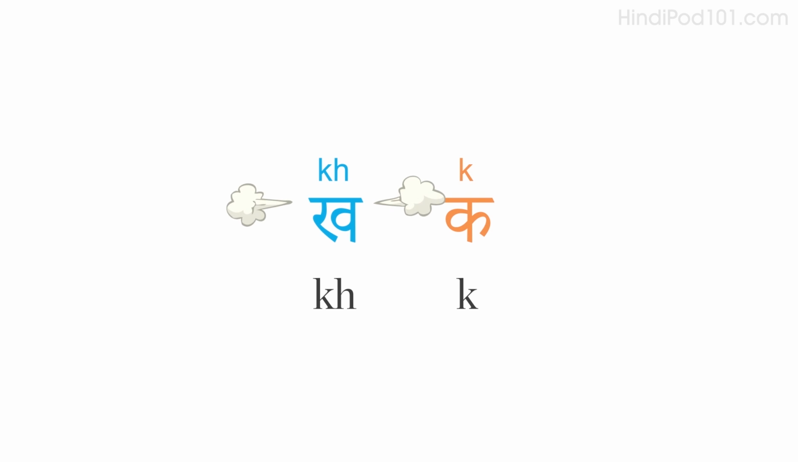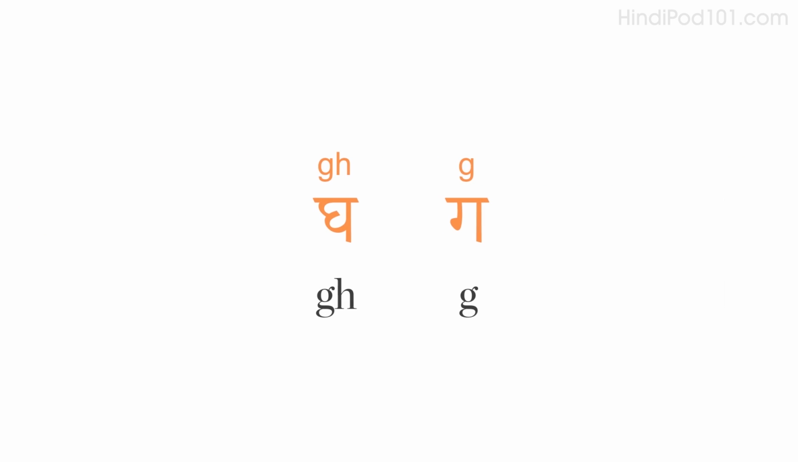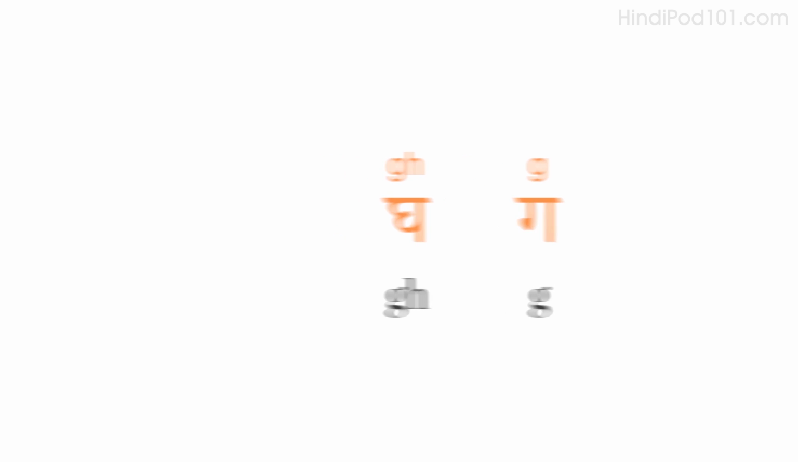K, Kh. Next, let's take a look at G, which is the same as the sound of the letter G in the English word game. Yes, when you say G without aspiration, you get G. But when you say it with aspiration, you get Gh. Yes, that's the next consonant. It works the same way for some other consonants too.